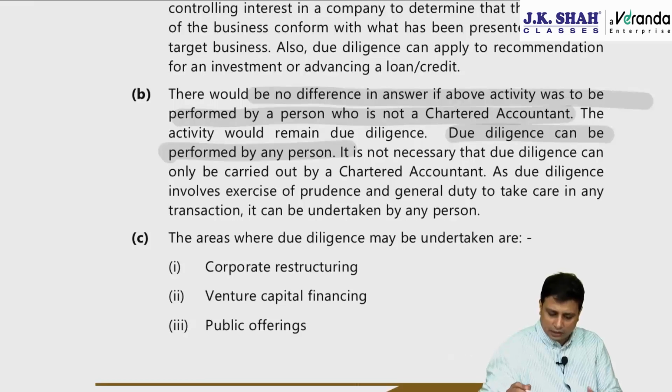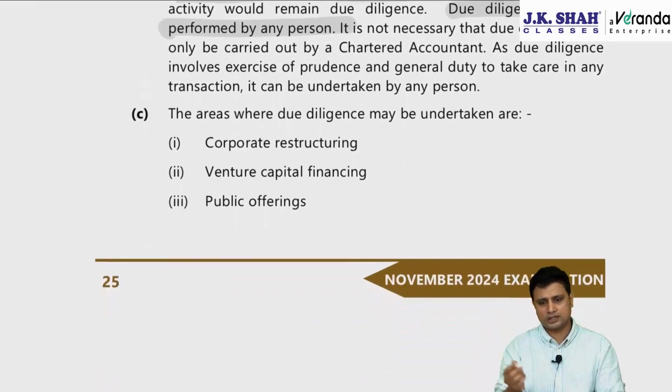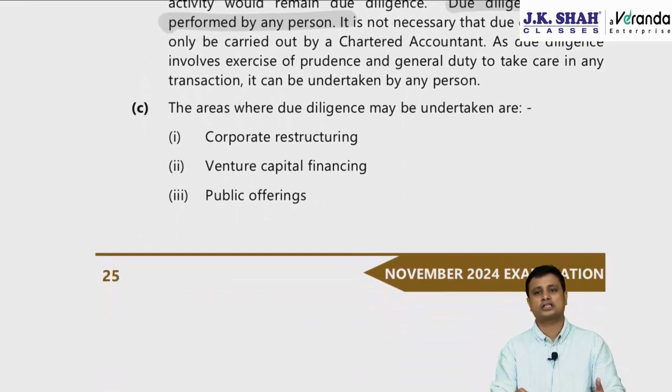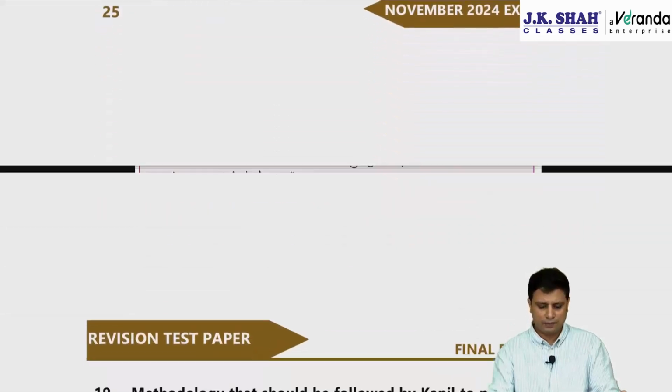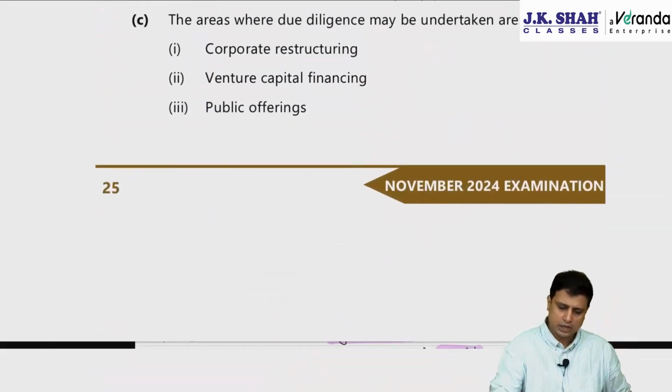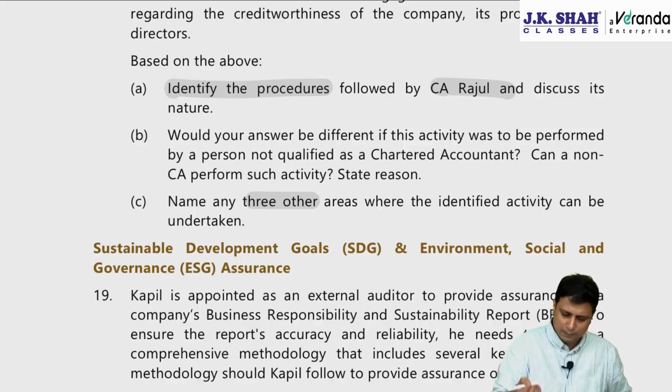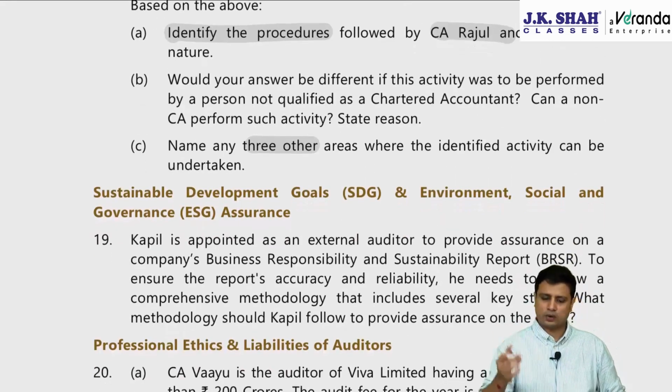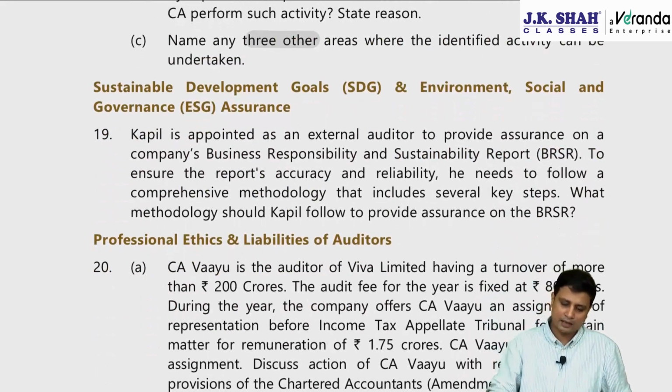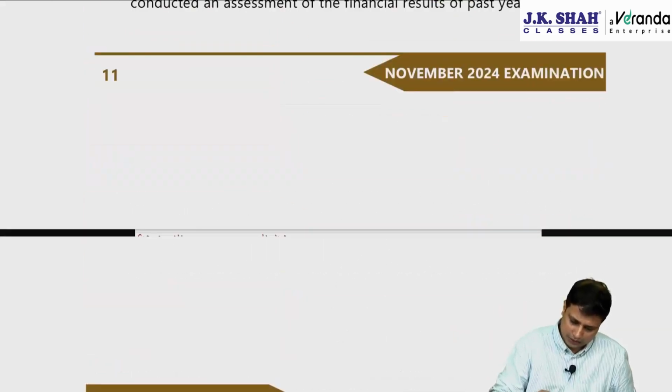So where can you take due diligence? Areas where we can do due diligence: corporate restructuring, venture capital financing, public offerings. There are a lot more examples. You can write, they have asked for 3 examples, hence 3 examples are stated. You can write more examples as well. Fine. So this was about due diligence.